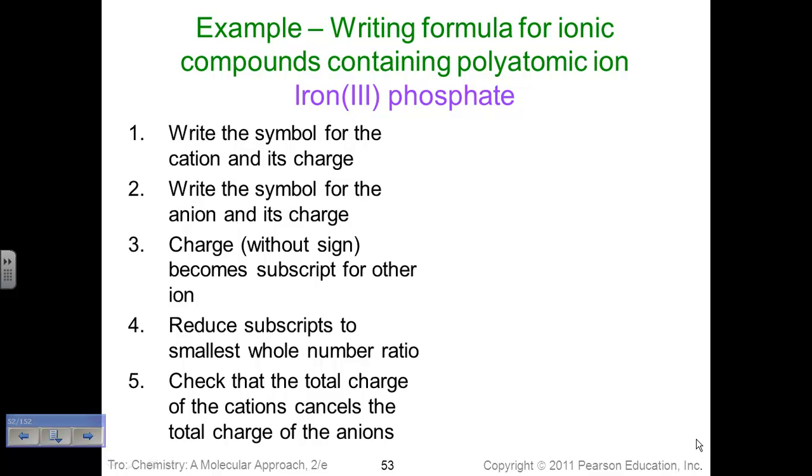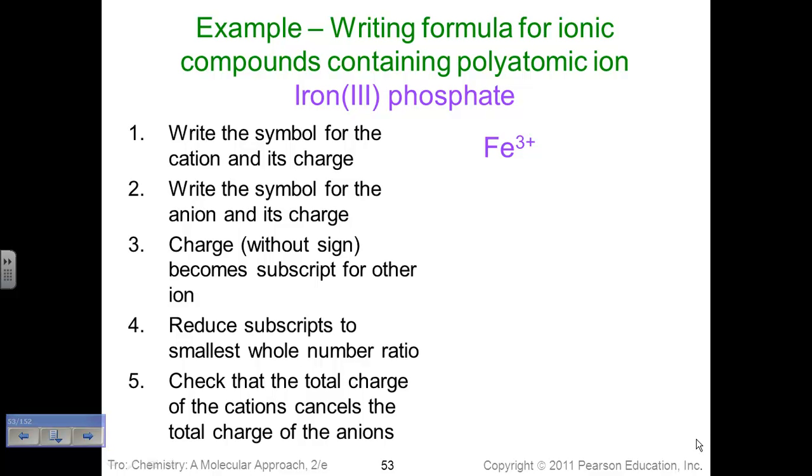Here's an example. Writing formulas for ionic compounds that contain polyatomic ions. What if we look at a name and want to write the formula? Step 1. Write the symbol for the positive ion with its charge. The positive ion, iron 3. Iron's symbol is Fe. It carries a +3 charge. The Roman numeral tells me the charge, not how many.